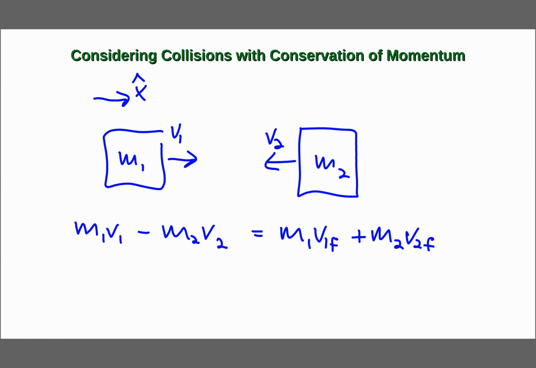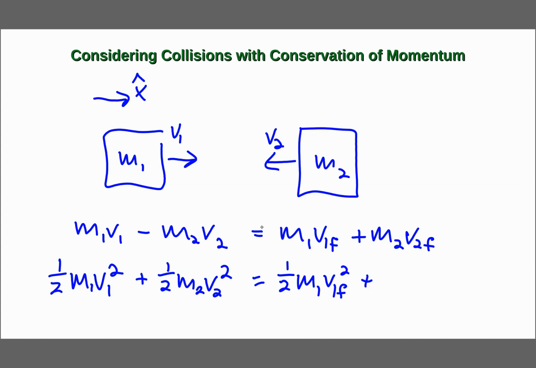And now, because I said this was an elastic collision, I can also write 1/2 M1 V1 squared, the kinetic energy of the first block. Now this time plus, because when we square V2, the sign dependence goes away. The kinetic energy isn't negative because of the direction the block is moving. It's still just positive. And that equals 1/2 M1 V1 final squared plus 1/2 M2 V2 final squared, okay?